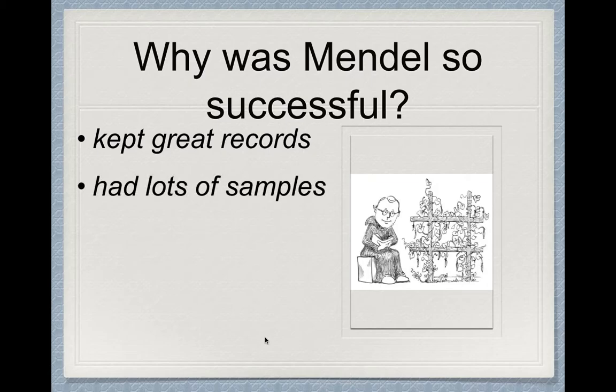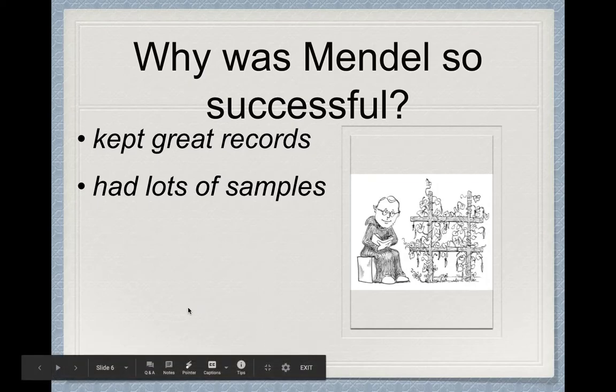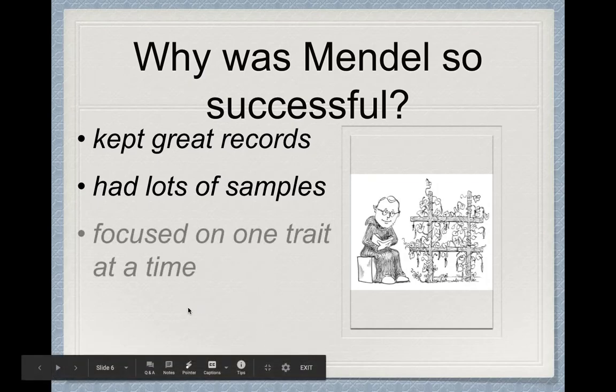In the beginning of the year, when we talked about what makes a good scientific experiment, we said that it's important to have a lot of samples. It's not enough to just test one pea plant. Whatever results you get from one pea plant, people are not going to have faith in. People are not going to think of it as valid. It could just be a fluke. But if you had 100 samples, 1,000 samples, and you still consistently kept getting the same results, people would have more confidence in that. So Mendel definitely had hundreds and hundreds of pea plants.